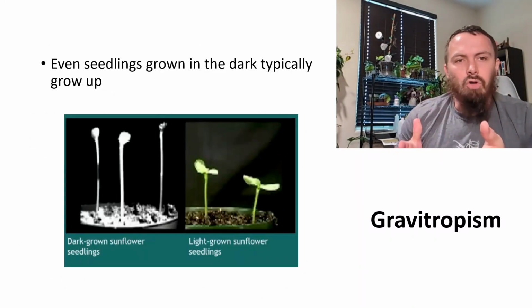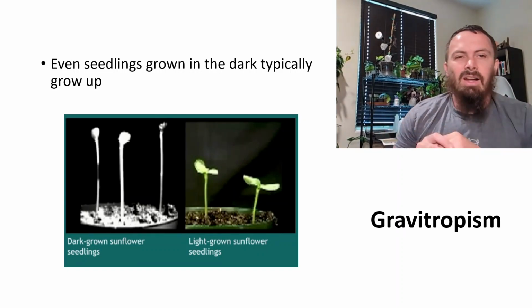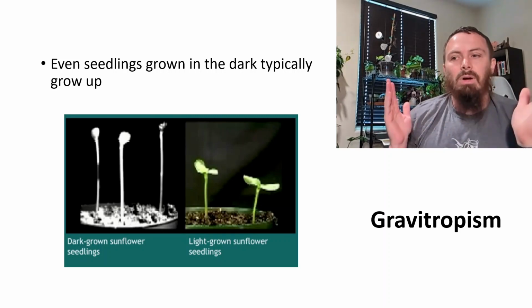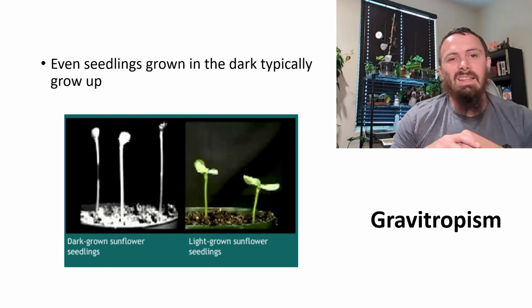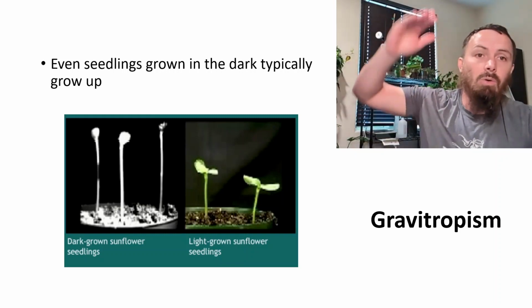Now we also have gravitropism. Gravitropism is detecting gravity and responding towards it. Now, if you look outside, most plants grow up. So what that means is that they have a positive gravitropism, at least for the shoots. They're going to grow up, right?